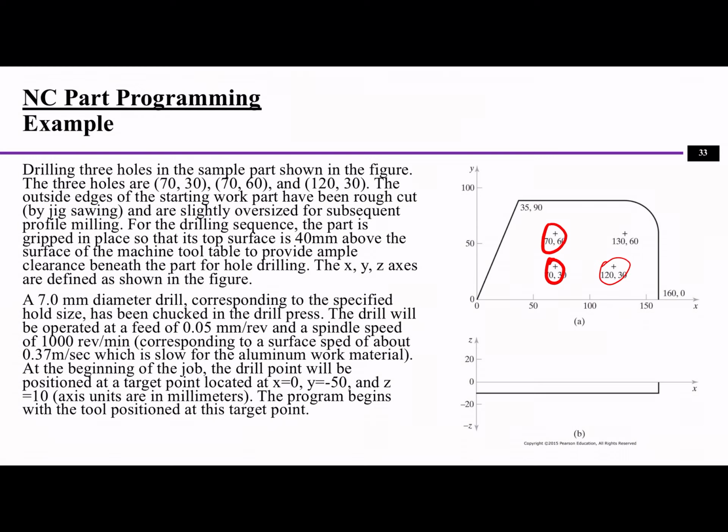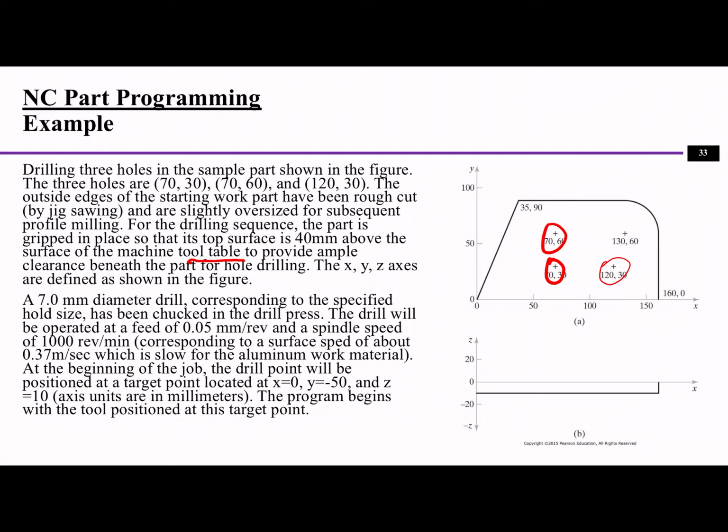The outside edge of the starting work part has been rough cut and is slightly oversized for subsequent profile milling. For the drilling sequence, the part is gripped in place so that the top surface is 40 millimeters above the surface of the machine tool table, to provide ample clearance beneath the part for drilling. The XYZ axes are defined as shown in the figure.